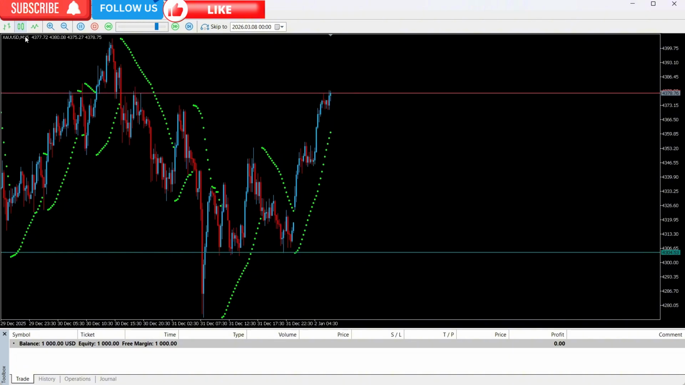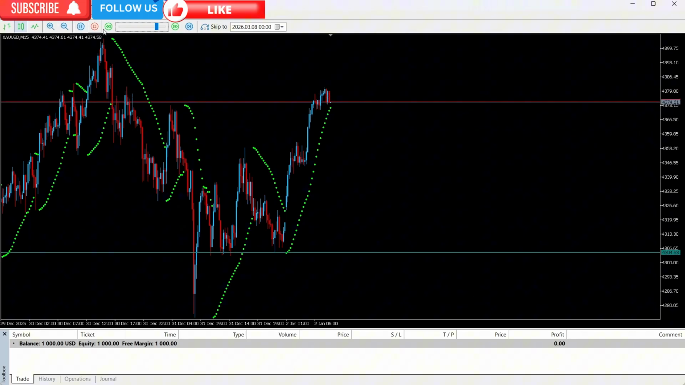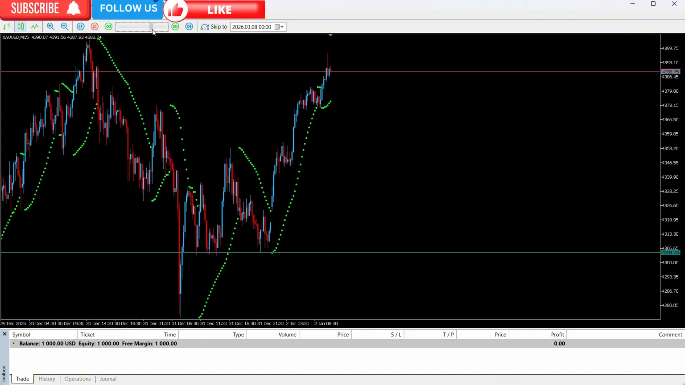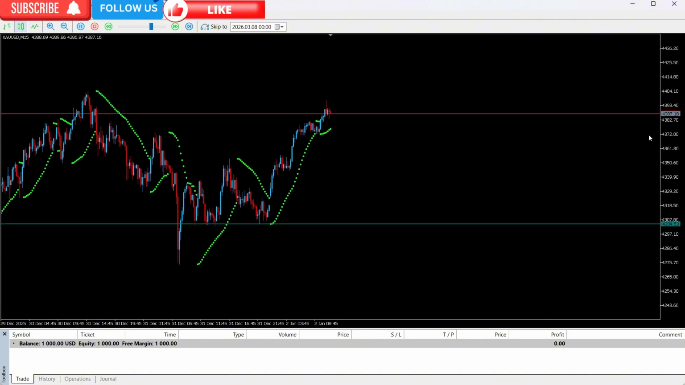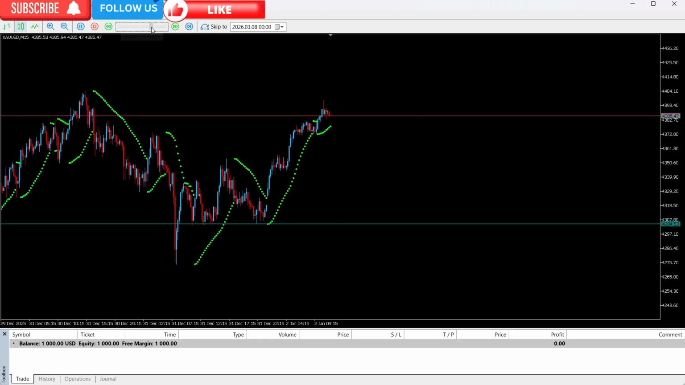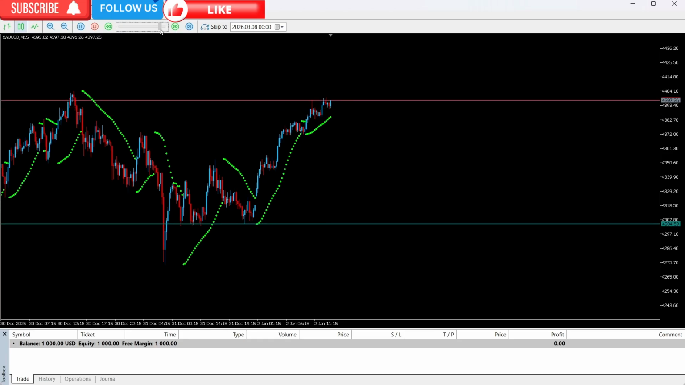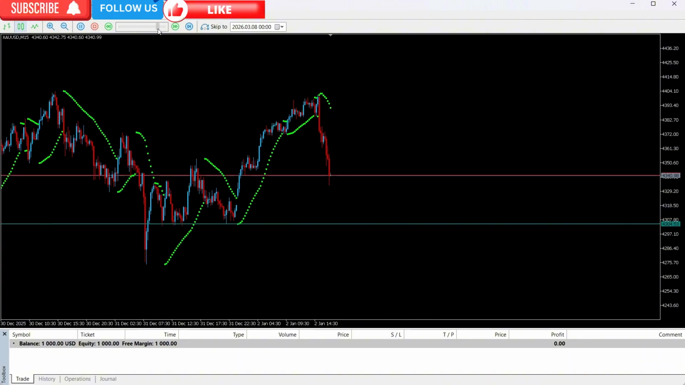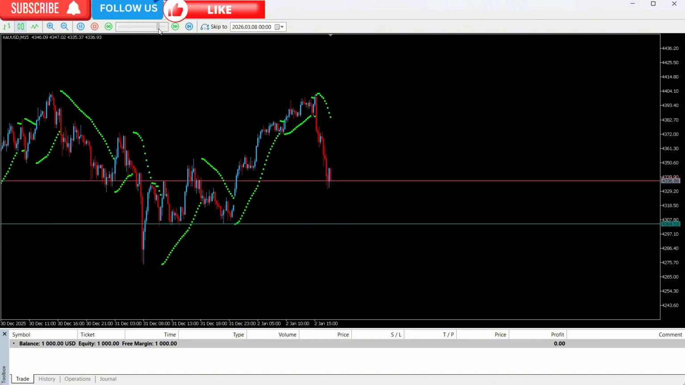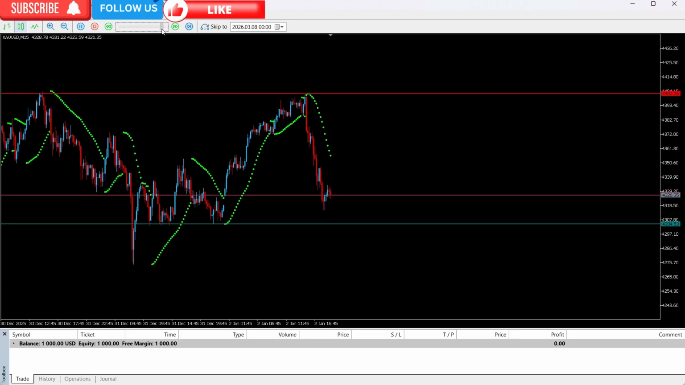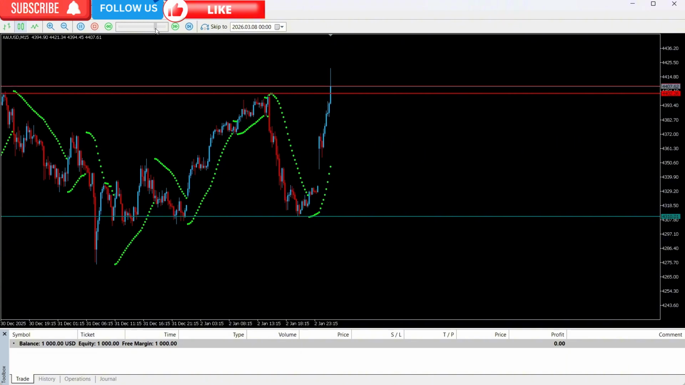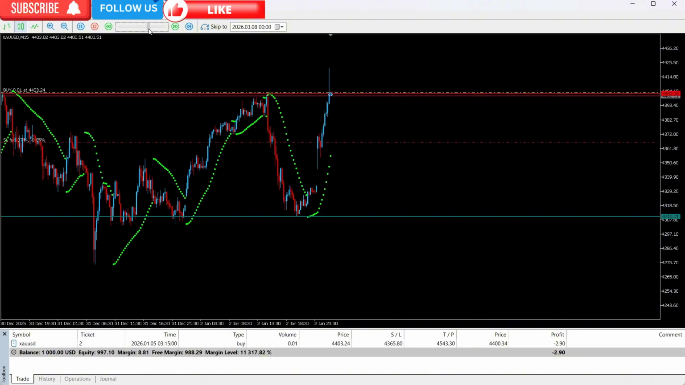This is the M15 time frame. So you'll see now it'll plot a liquidity level to the upside. Yeah, there we go. We've got our liquidity level to the upside. Now you'll see price has broken out. Now it closed above the liquidity level.